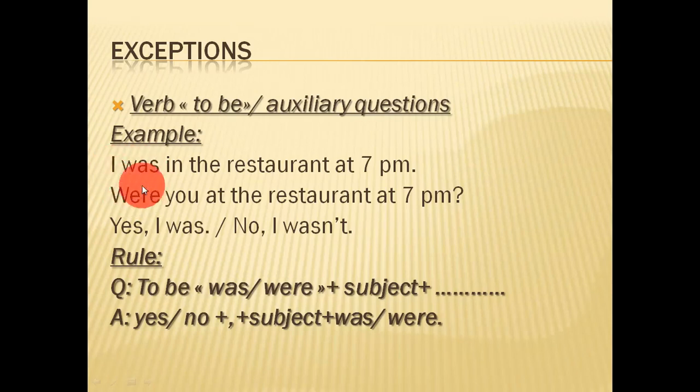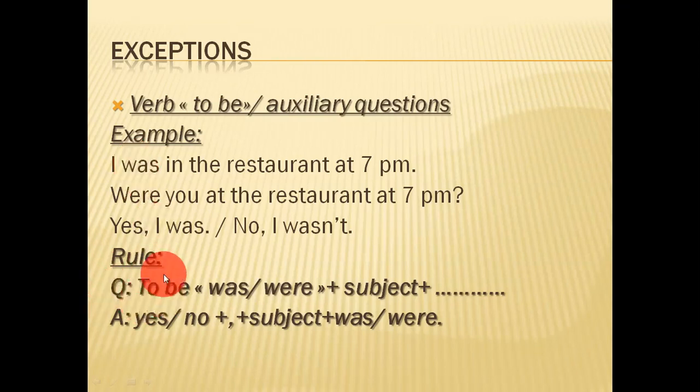So, of course, I'm going to change was to were. This is auxiliary to be in the past simple tense. Were you at the restaurant at 7 p.m.? Yes, I was, or no, I was not. We used auxiliary to be, which is already in the sentence.